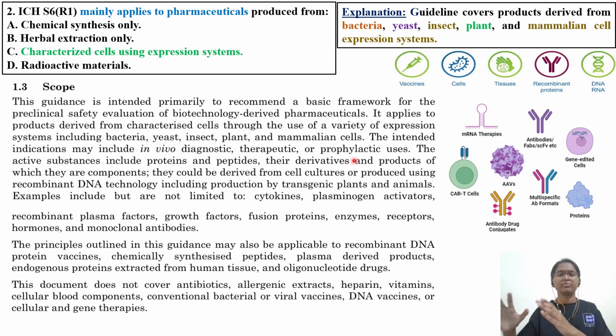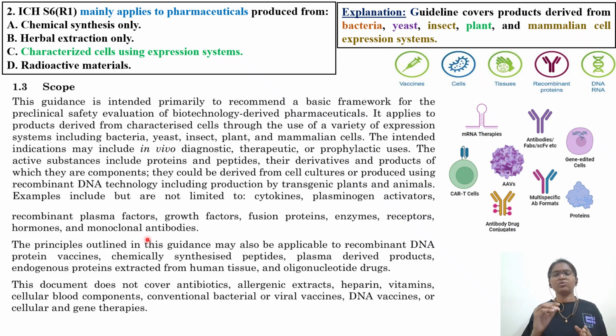The final use of biologics might be for various indications: diagnostic, therapeutic, as well as prophylactic use. The active substances are proteins and peptides, derivatives, and products of which they are components. They could be derived from cell cultures or produced using recombinant DNA technology, that is hybridoma technology, monoclonal antibodies, including production by transgenic plants and animals. Examples include, so what are those examples? Cytokines, plasminogen activators, recombinant plasma factors, growth factors, fusion proteins, enzymes, receptors, hormones, monoclonal antibody.